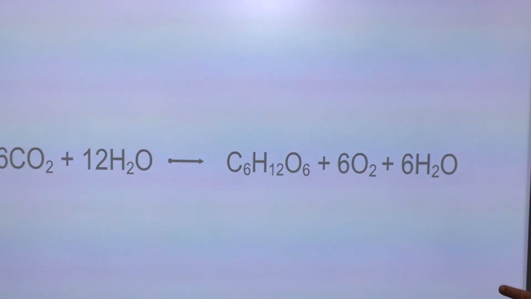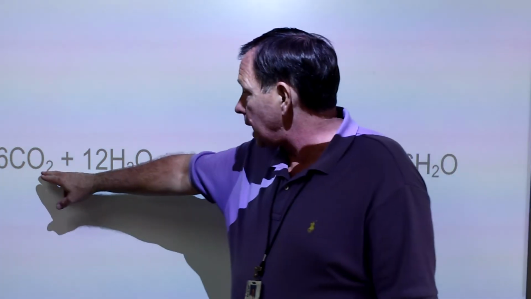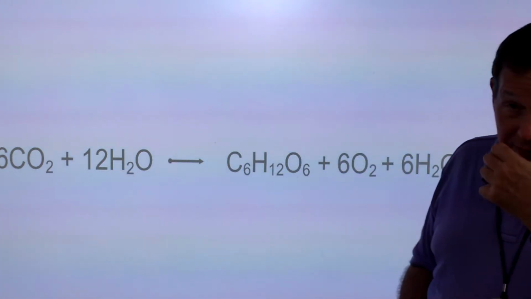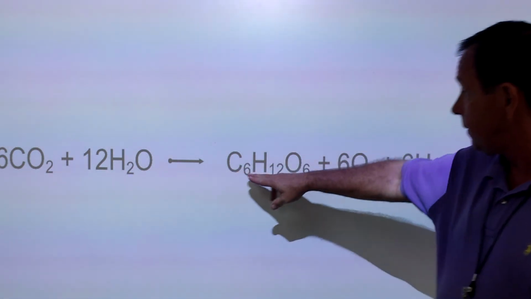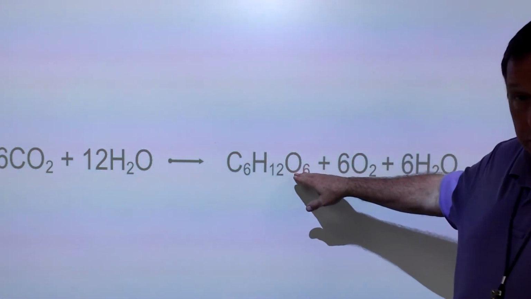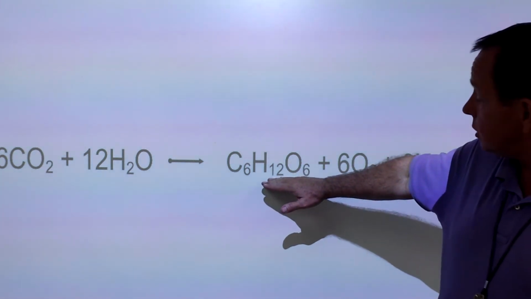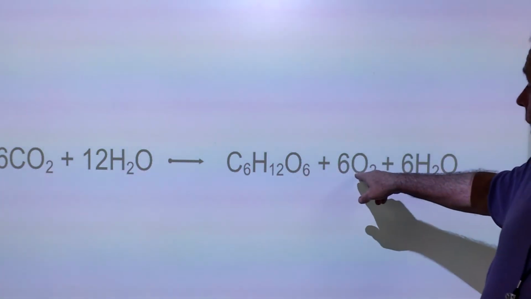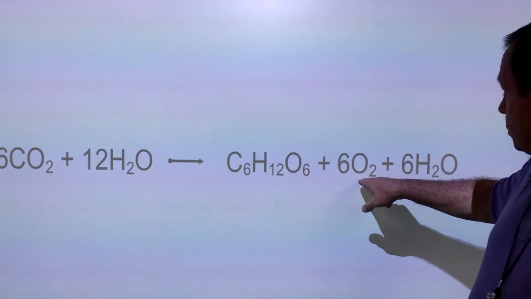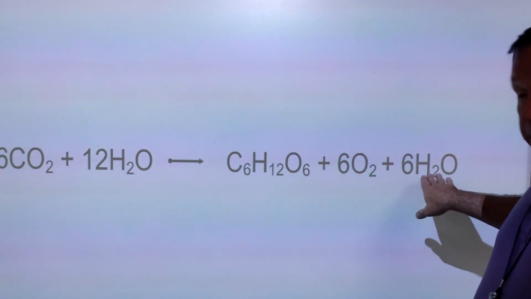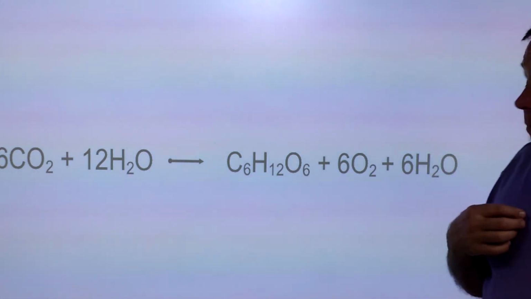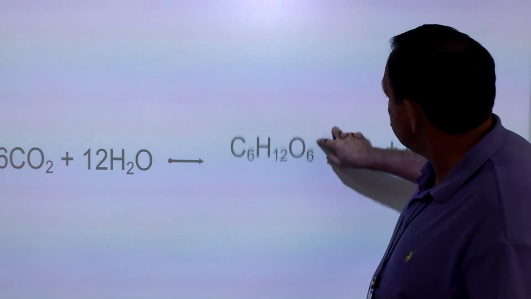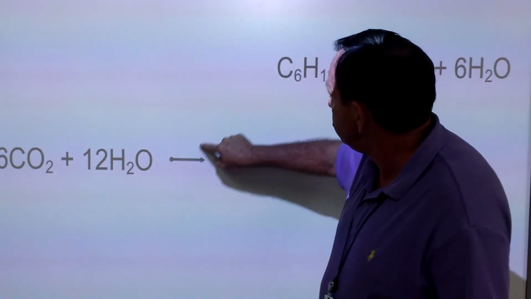This is photosynthesis. Carbon dioxide and water, along with energy from the sun, creates or yields or produces C6H12O6, which you should recognize as glucose or sugar. It produces oxygen, O2, that we breathe, and it produces water. But let's take a look at this formula, because we want to be able to move these up.